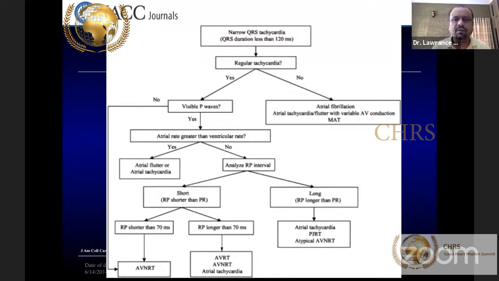Your P wave may not be seen, or if you're able to see a P wave, it will be very close to the QRS complex. So whenever you see a very short RP tachycardia where your RP interval is less than 70 milliseconds, then you are talking about AV nodal reentry. When the RP interval is more than 70 milliseconds, this could be an AV reentrant tachycardia. So I think I was clear.